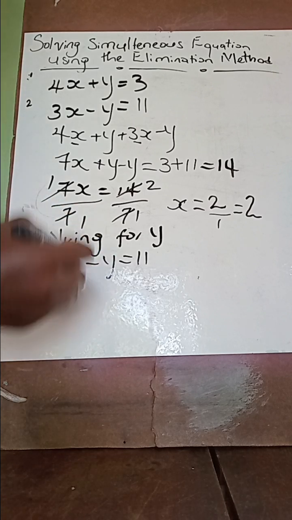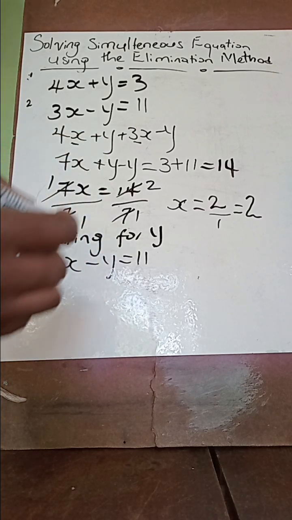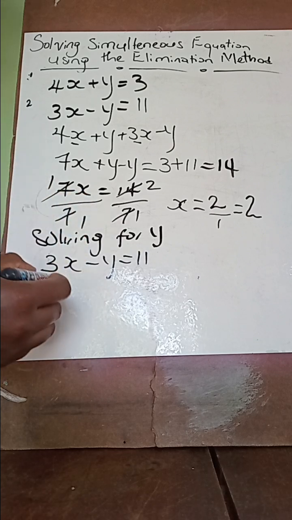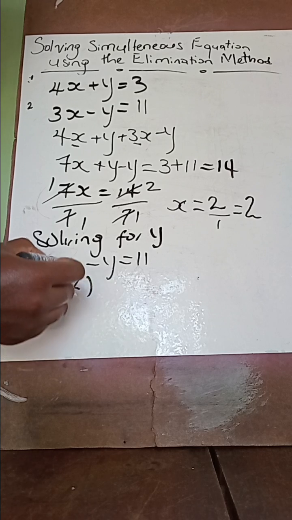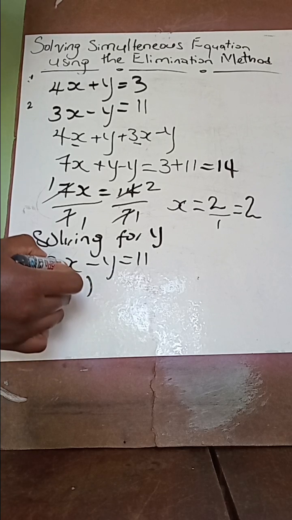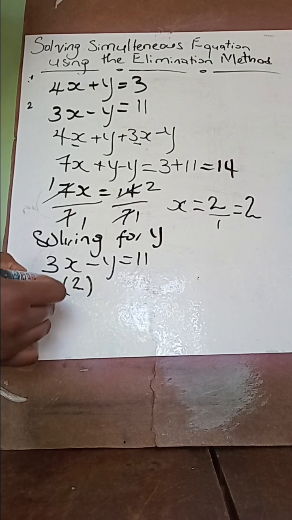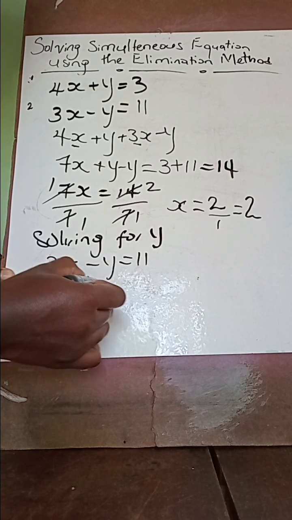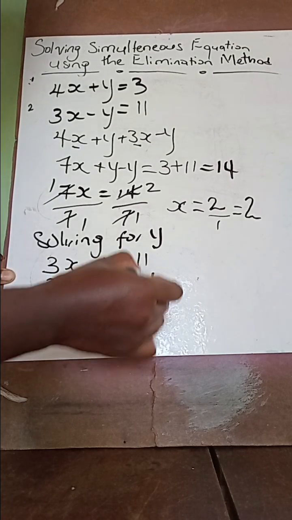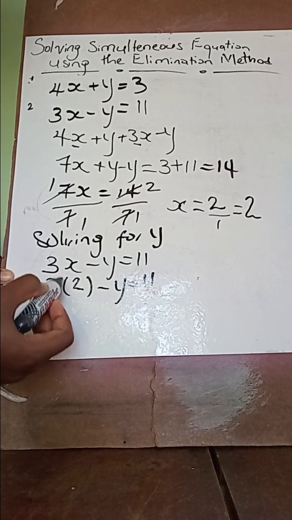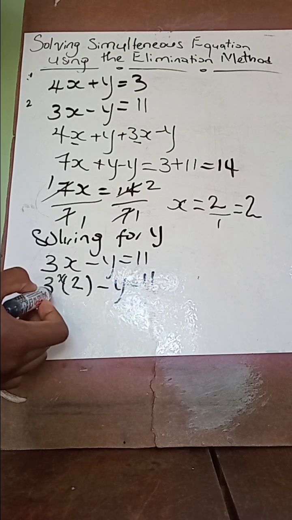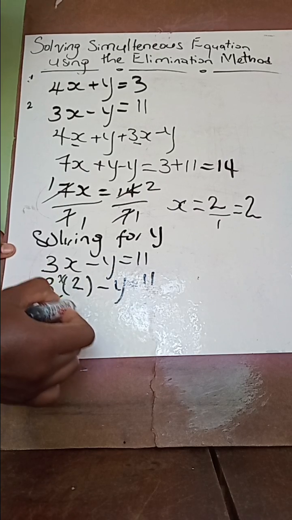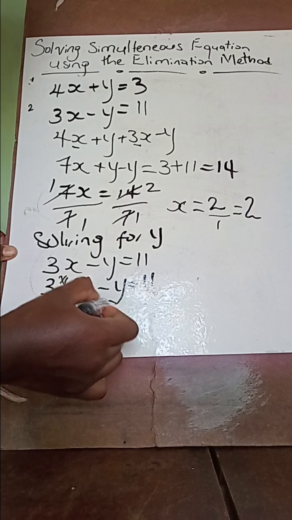And here we already know that x is equal to 2. So we're going to substitute where the x is. We're going to write 2. So x is equal to 2, so we don't need to write x anymore. We already know x is 2. We're going to write back the 3 minus y equals 11. So here 3, whenever you see the bracket, it means multiply, right? So 3 times 2 is 6, minus y equals 11.